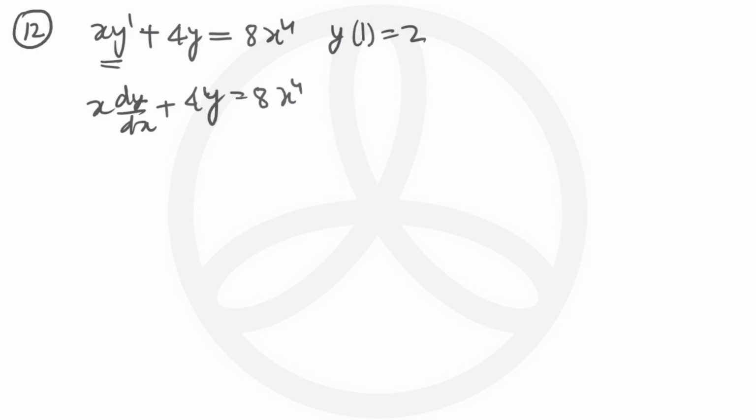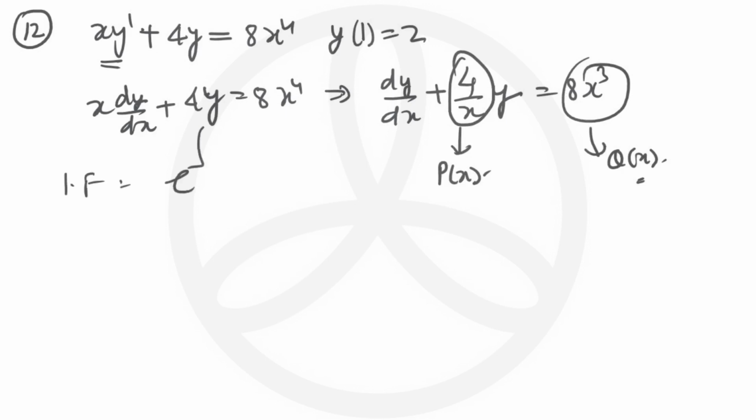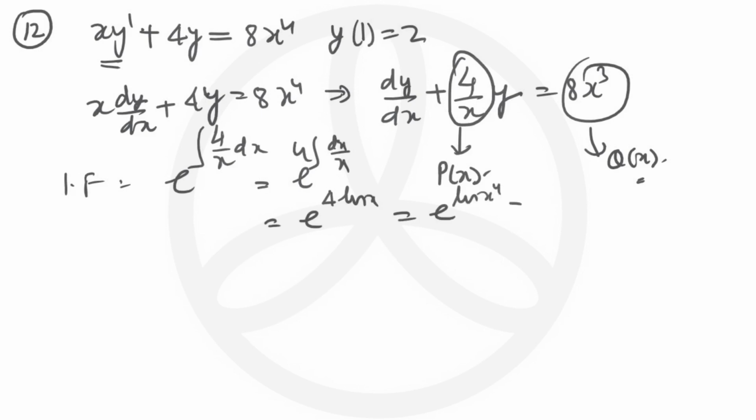8x cubed, and then we divide the entire expression by x. We will get dy/dx plus 4/x times y equals 8x to the power 3. This is equivalent to p(x), and this is q(x). And the integrating factor is e to the power integral of 4/x dx, or e to the power 4 ln x. This will lead to e to the ln x to the power 4, or x to the power 4. Our integrating factor for this equation will be x to the power 4.